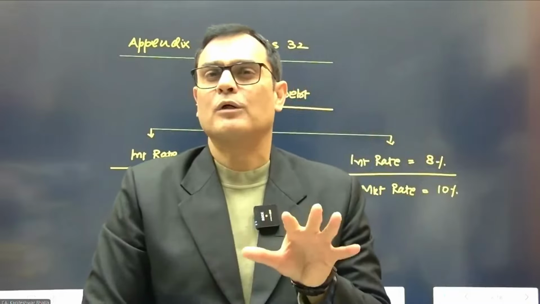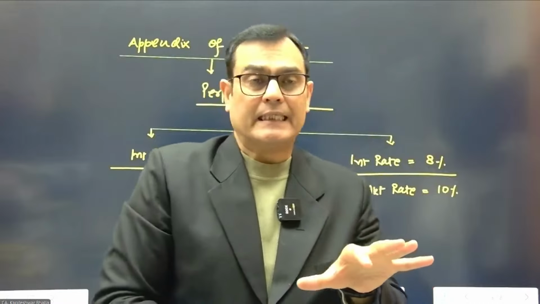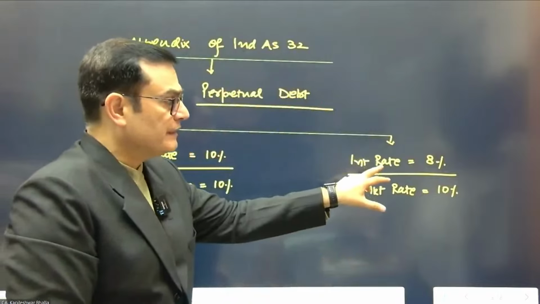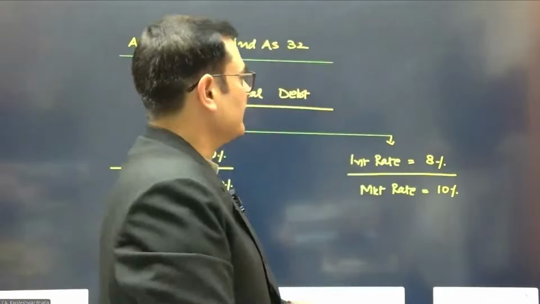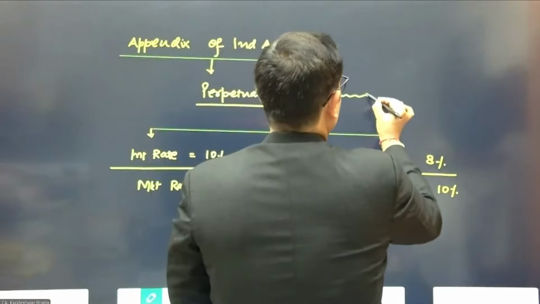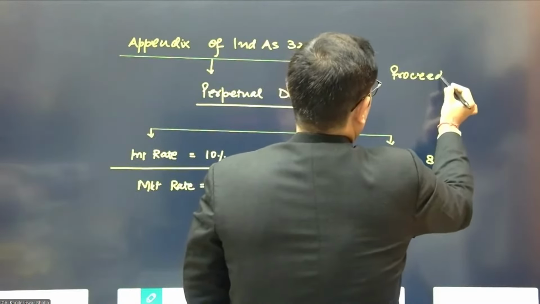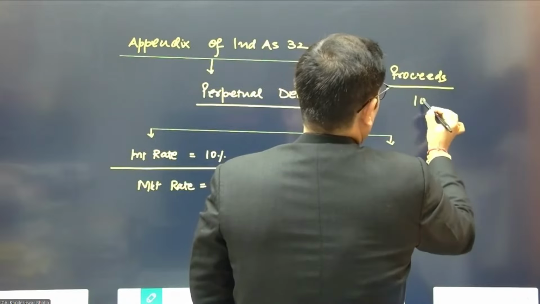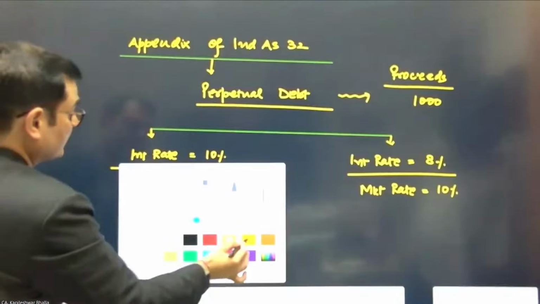In the first case, you're paying what you ought to pay, considering it's a perpetual debt, and in the second case, the interest rate is 8% and the market rate is 10%. Let's take a figure. Let's say that when the perpetual debt is issued, the proceeds are 1,000, just assumed. Now watch this carefully.